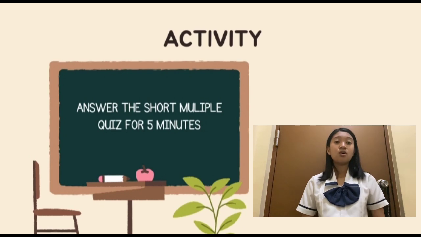Question number 9. What is ransomware? Letter A, a type of software that protects your data. Letter B, malware that encrypts files and demands payment for access. Letter C, a tool to recover lost data. Letter D, an app designed to organize files.